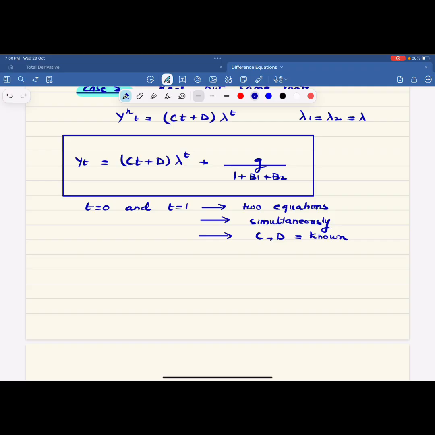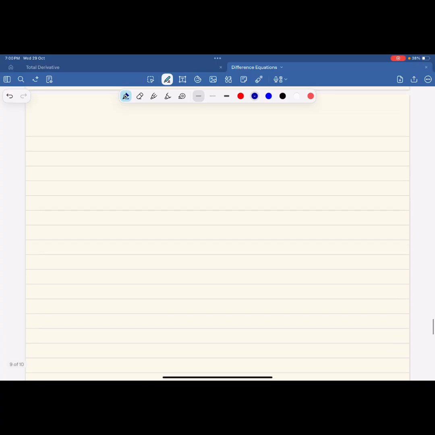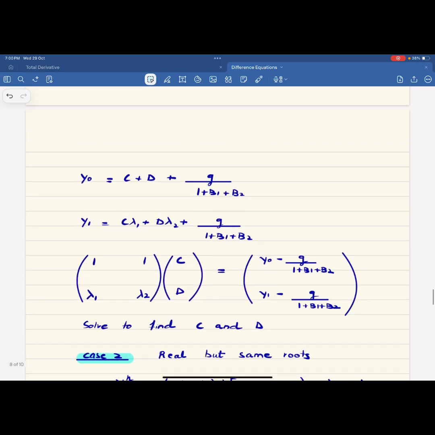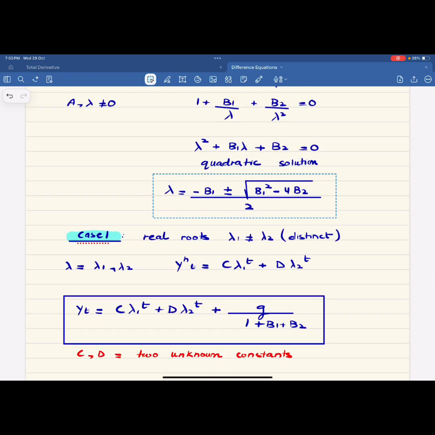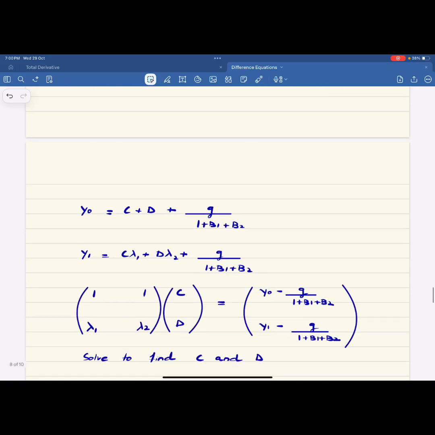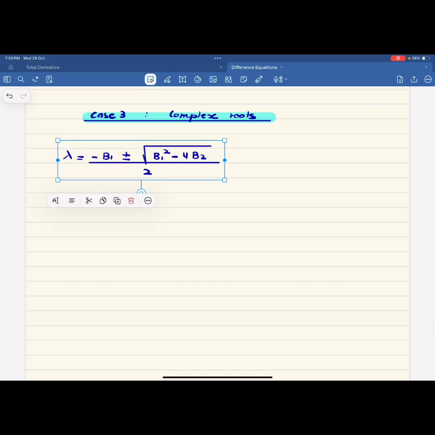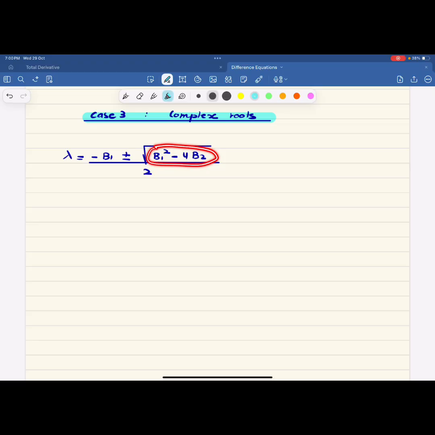Okay, the last scenario before we end the class is the final case 3, where we get complex roots. So, sort of like the worst case scenario when it comes to second order difference equations. So what was the value of lambda? This was the value of lambda. The only way this is going to become a complex root is if this expression is less than 0.